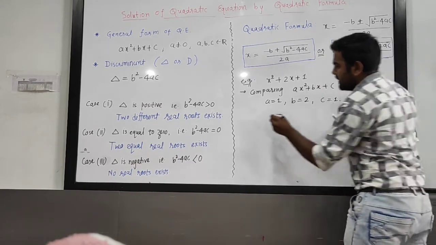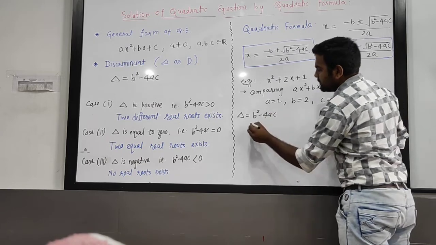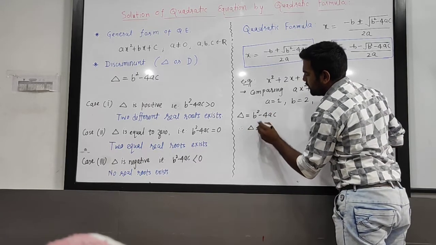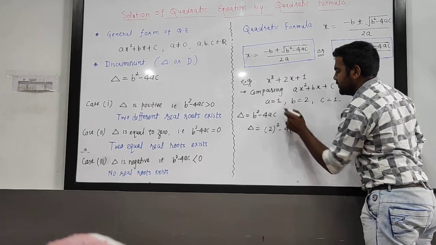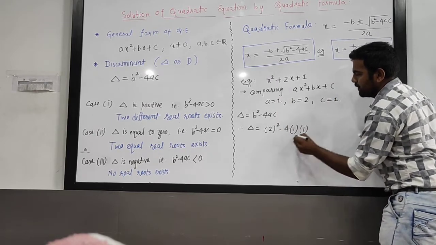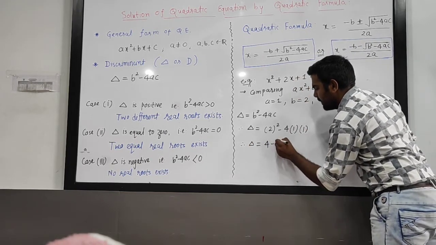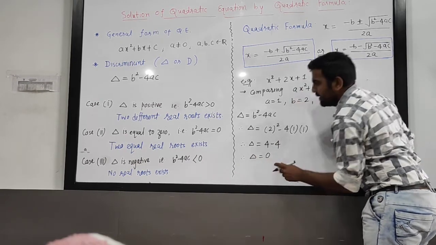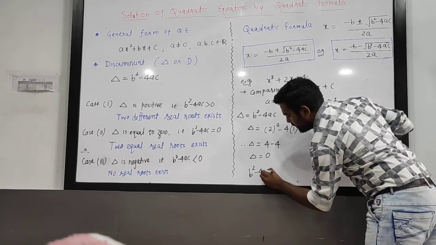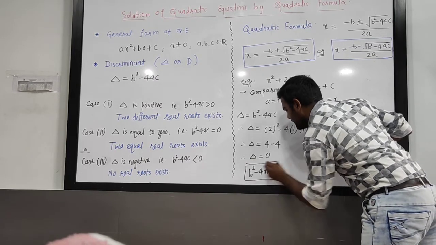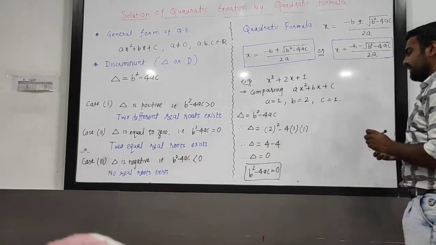Okay. Now the discriminant delta is equal to b square minus 4ac. Therefore delta is equal to, b is 2 here, so 2 square minus 4 as it is, the value of a is equal to 1, c is also 1, therefore delta is equal to, 2 square is 4, 1 into 1 is 1, so 4 minus 4, therefore delta is equal to 0. Here the second case is delta is equal to 0, that is b square minus 4ac is equal to 0. In this case we can say that this quadratic equation has two equal real roots.